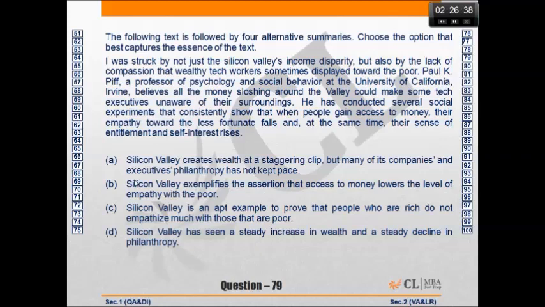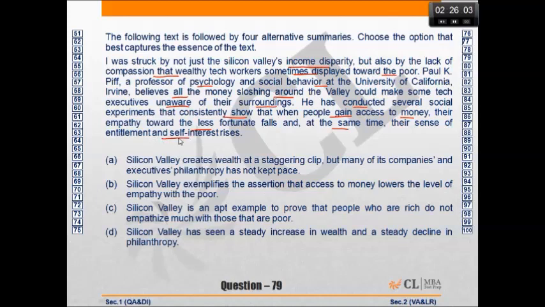I was struck by not just the Silicon Valley's income disparity, but also by the lack of compassion that wealthy tech workers sometimes displayed towards the poor. Paul K. Piff, professor of psychology and social behavior at the University of California, Irvine, believes that all the money sloshing around the valley could make some tech executives unaware of their surroundings. He has conducted several social experiments that consistently show that when people gain access to money, their empathy towards the less fortunate falls, and at the same time their sense of entitlement and self-interest rises.